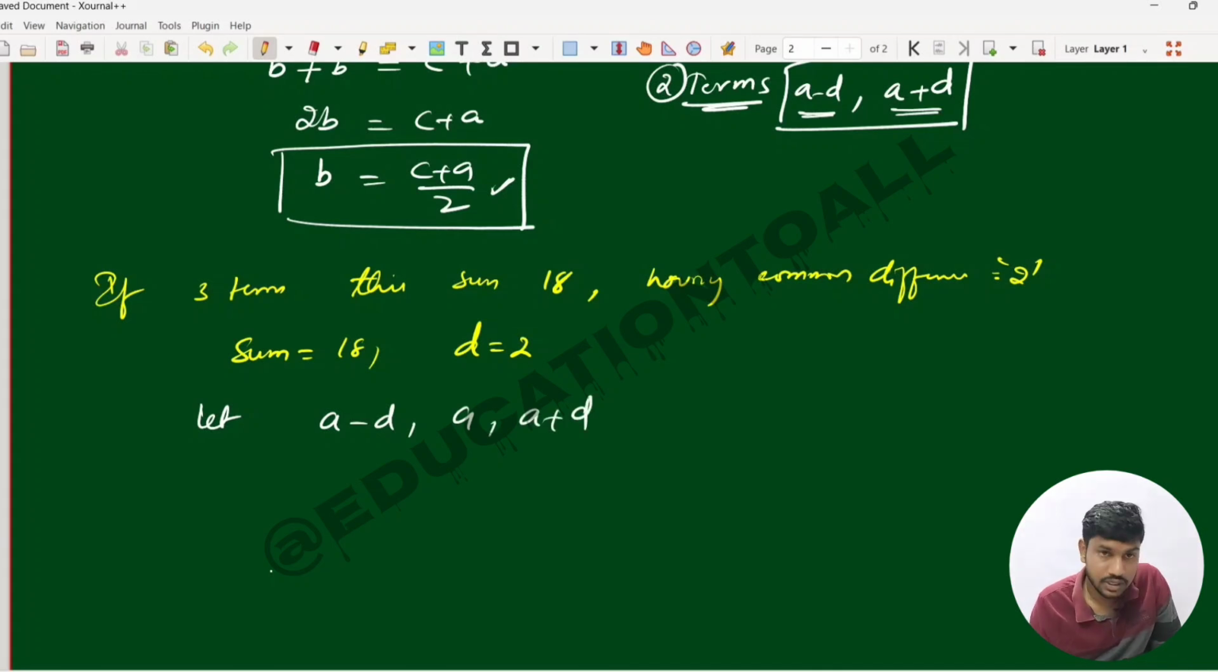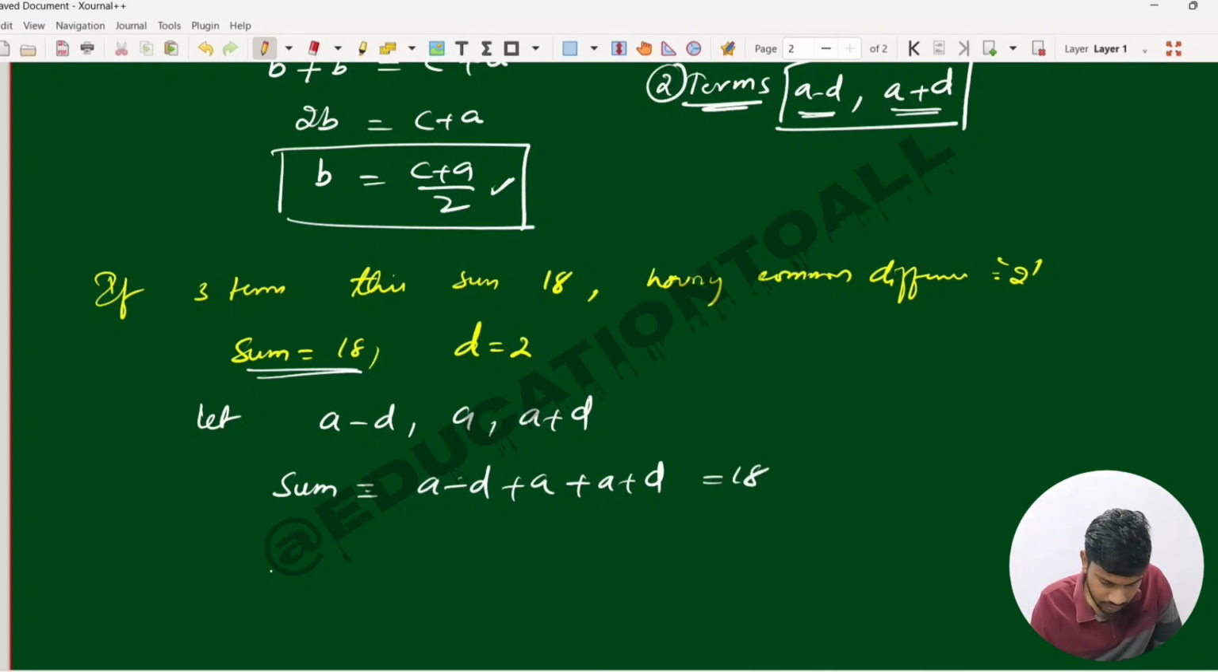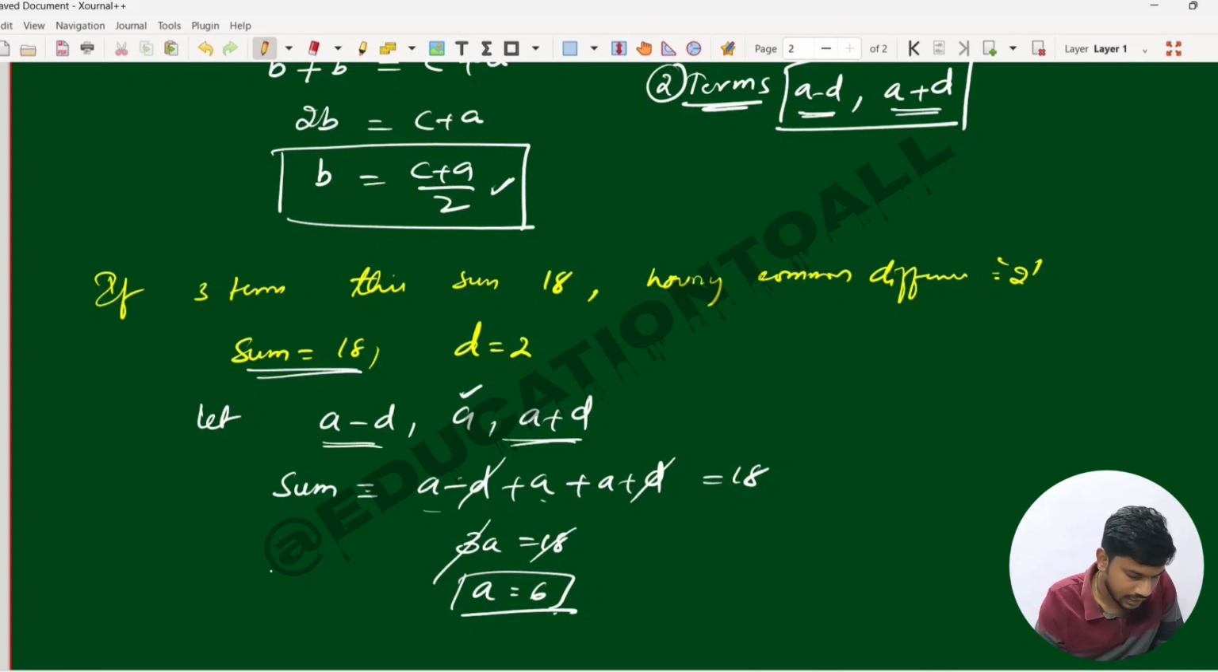We are given in the question that the sum of the numbers is 18. Just consider the sum: adding A minus D plus A plus D is equal to 18. Plus D and minus D cancel, A plus A plus A. So 3 times A is equal to 18. Therefore A is equal to 6. A is the middle term, so the middle term I got. Can I form the remaining terms by using a relation?